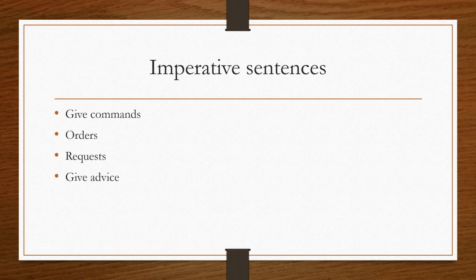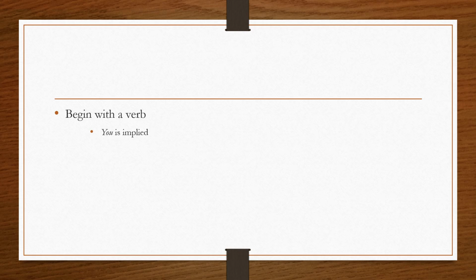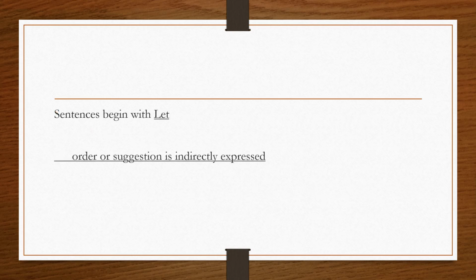Coming to imperative sentences. Imperative sentences are used to give commands, orders, requests, or to give advice. Imperative sentences usually begin with a verb, but the word you is implied. For example, come on. You come on is the sentence.